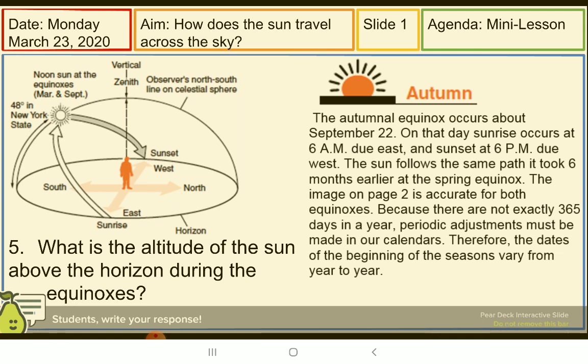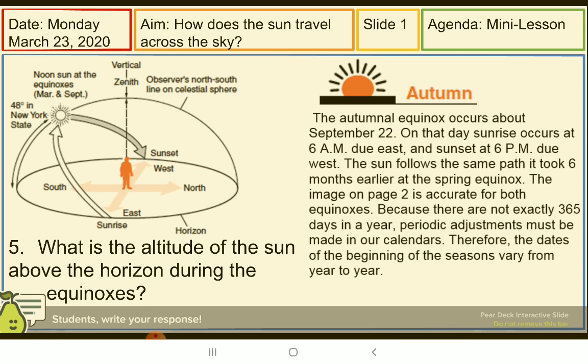Because there are not exactly 365 days in a year, periodic adjustments have to be made in our calendar. So sometimes, I think last year actually, the equinox was on September 23rd. Some years it's the 21st. So the dates of the beginning of the seasons are going to vary from year to year.